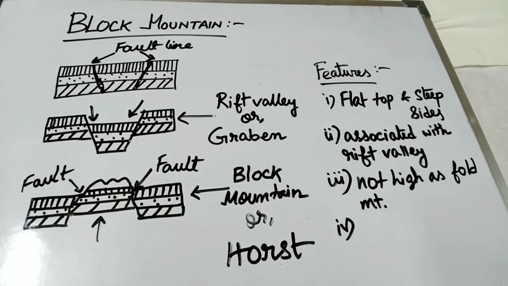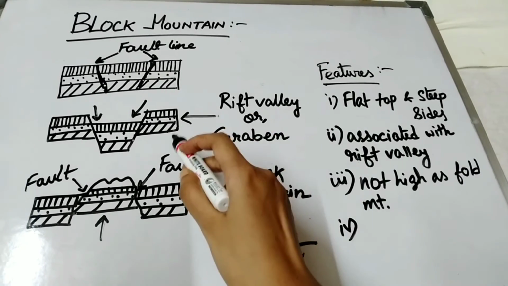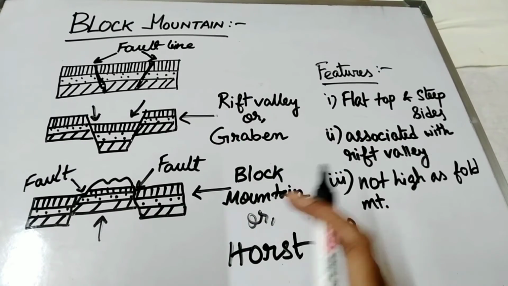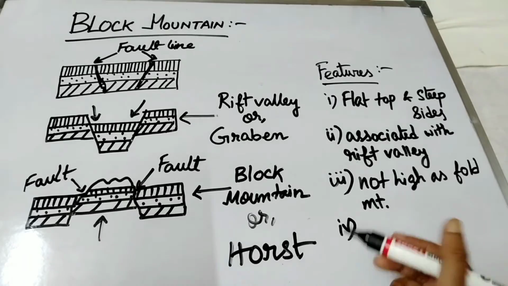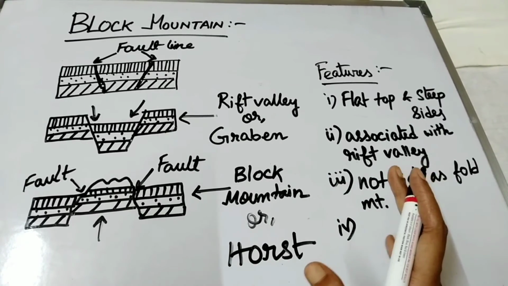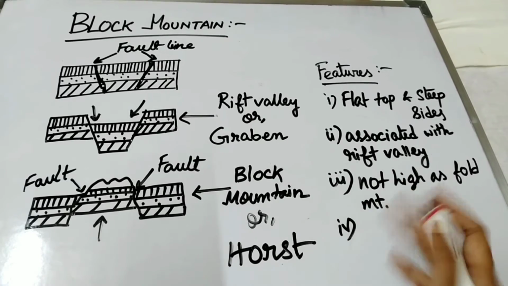Next feature, we can see that a rift valley is usually occupied by a river and lies in between two block mountains. The example I have already given: the Vindhya Parvat and the Satpura Parvat, these are the mountain ranges in India. These are the examples.